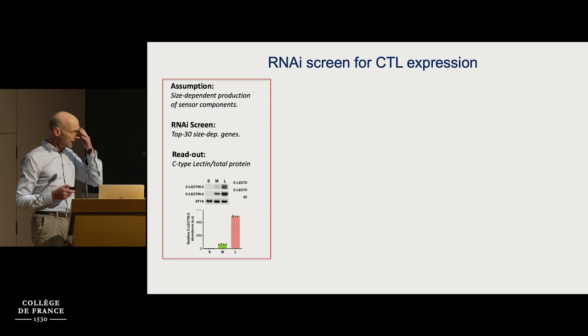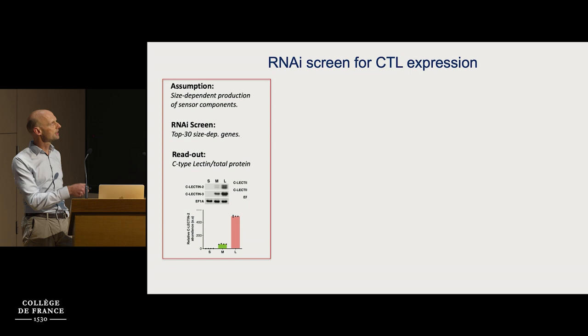And to get at this, we raised an antibody against one of the most size-dependent transcripts. This is the C-type lectin. Interestingly, this is an immune system component that is much more highly expressed in large animals than in small animals. And this gives us a very high dynamic range of about 3 orders of magnitude that we can measure.